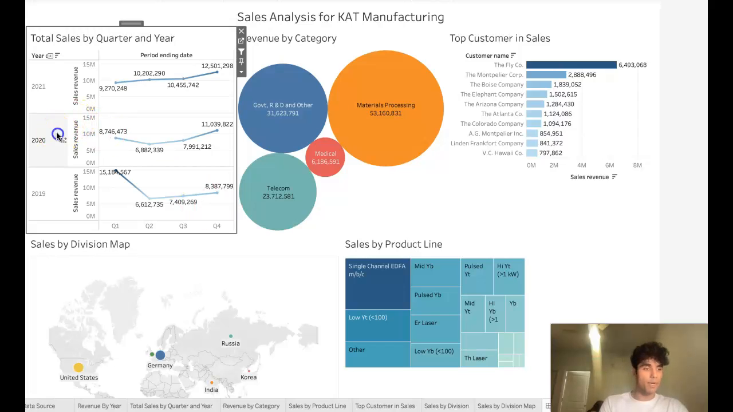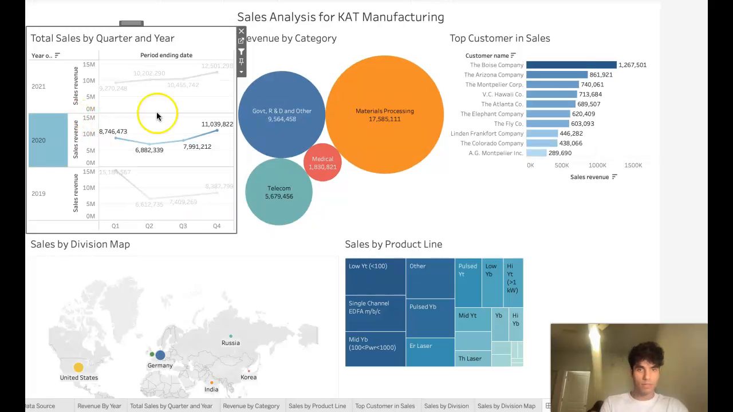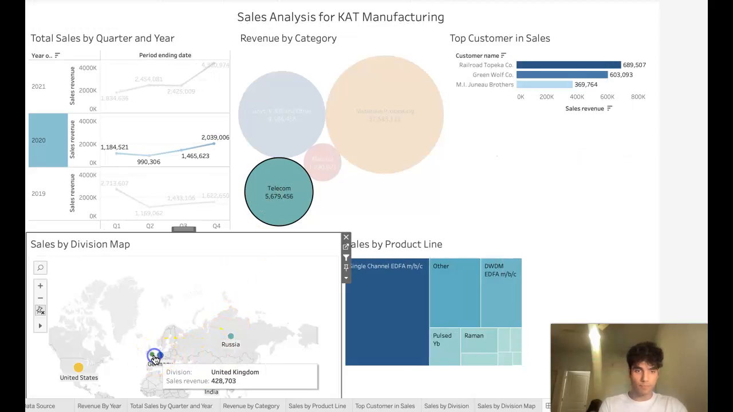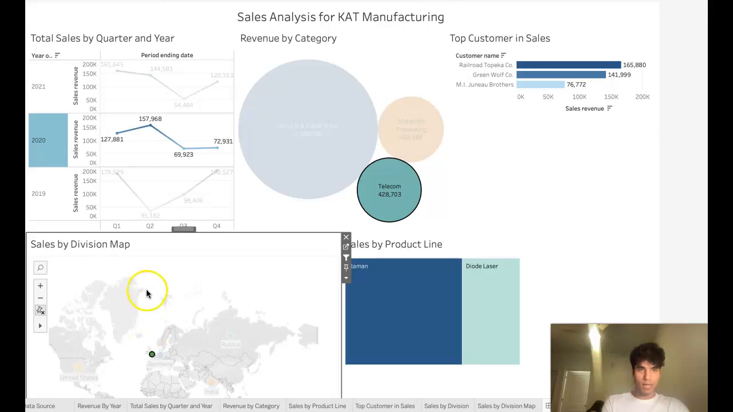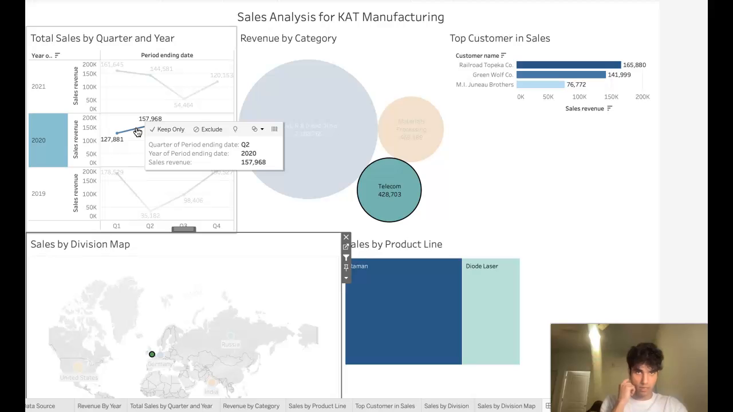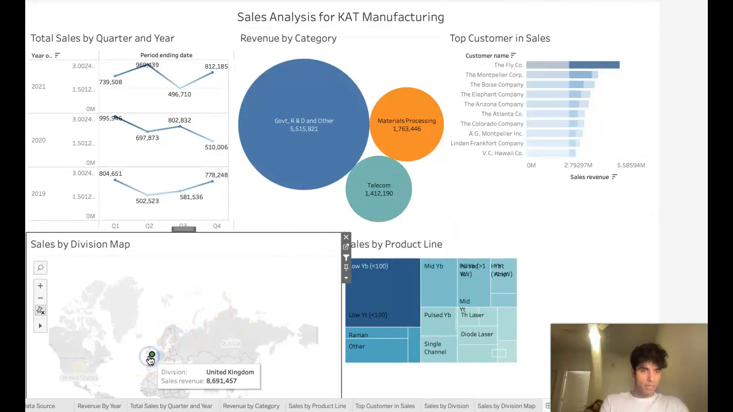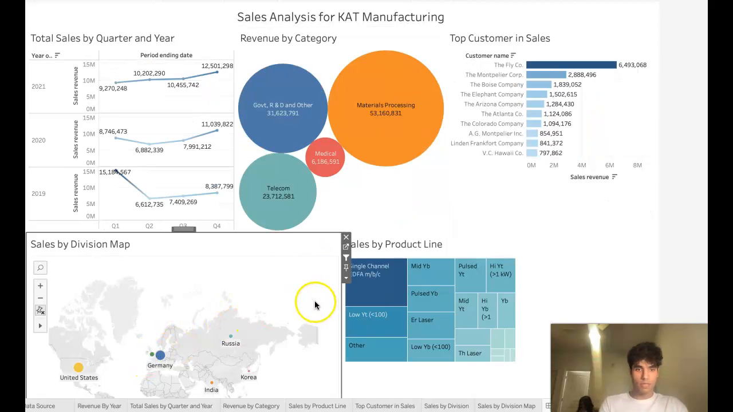So we're going to click on 2020, we're going to click on the telecom category, and we're going to click on UK. So the highest quarter in 2020 under the UK, under the telecom category for UK was $157,968. In the second quarter, they had the highest sales in the second quarter. So we're going to click out of this, and then heading on to the next question.